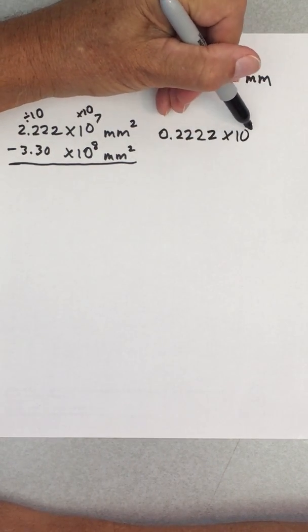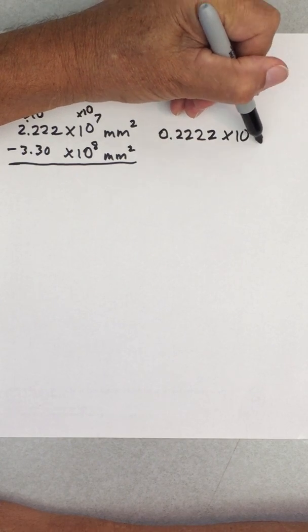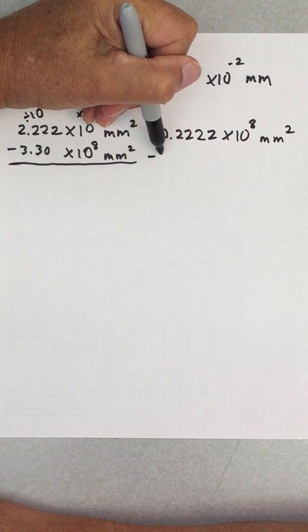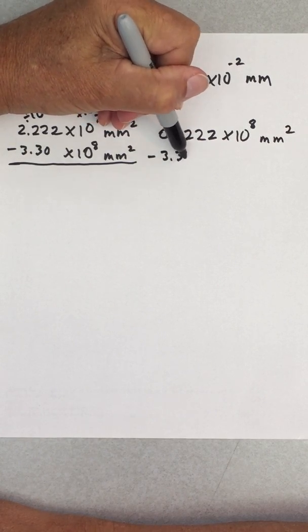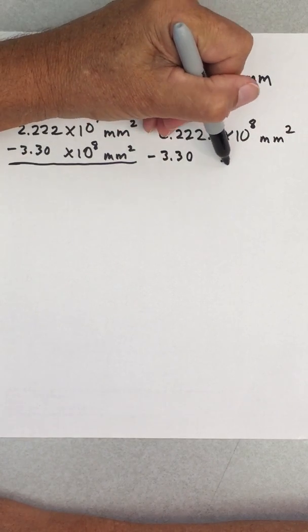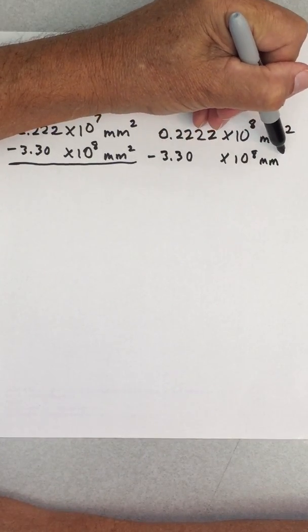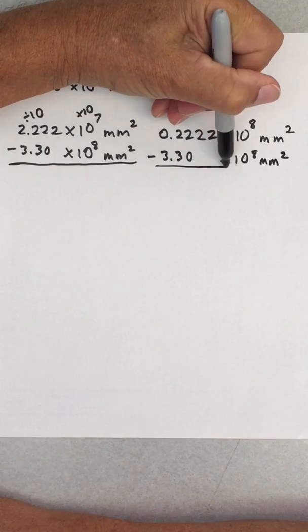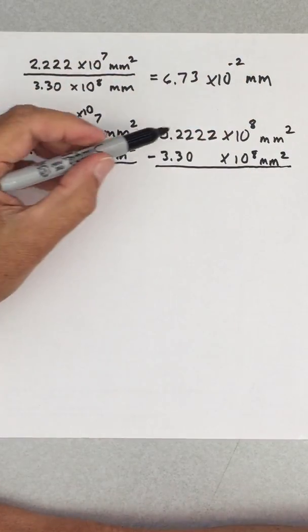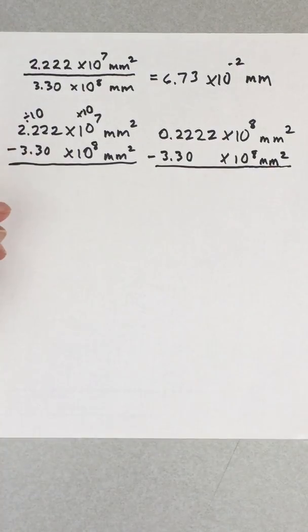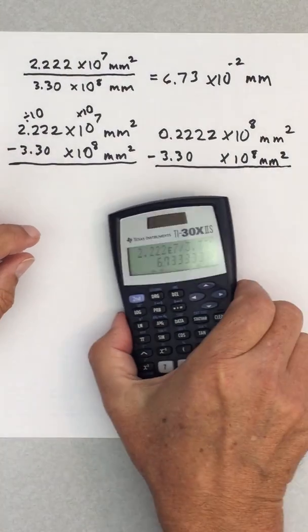0.2222 times 10 to the 8th millimeters squared. And I'm going to subtract 3.30 times 10 to the 8th millimeters squared. So now the decimal places are in fact lined up. So I'm just going to do this on the calculator.